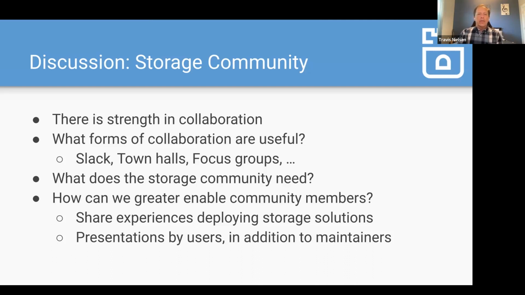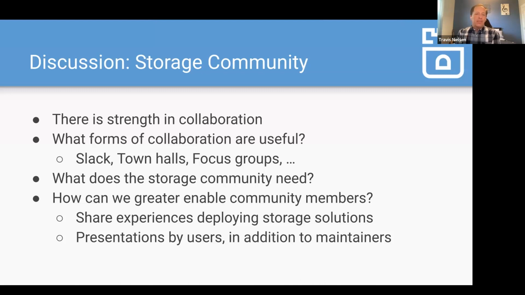There's focus groups. I know DoK also sponsors some monthly calls. Actually, with Bart, while he was still here, we had some calls with Rook where we had some discussions. I'd like to get those started again. And what is useful for people, I think, is really what it comes down to. What does the community need? How can we enable community members to collaborate more?